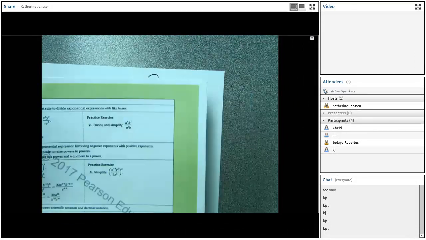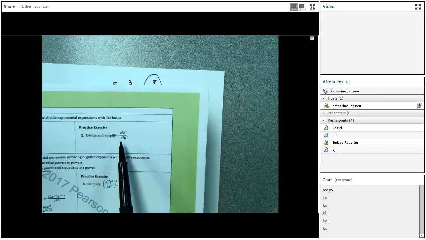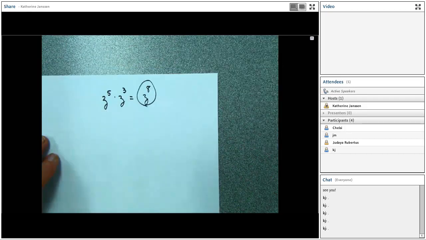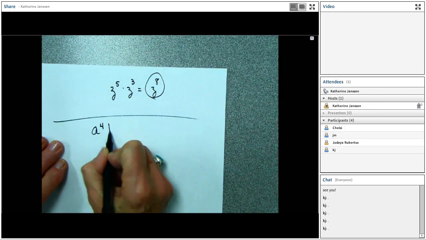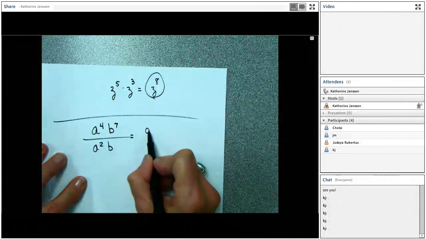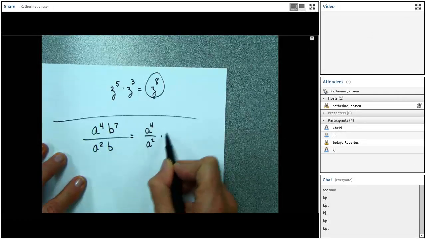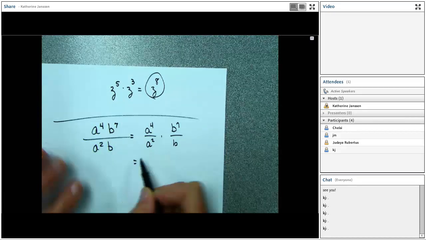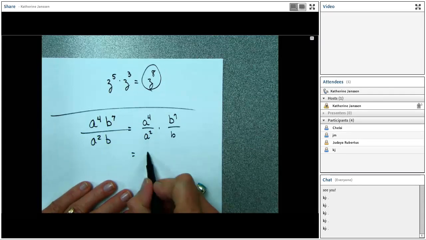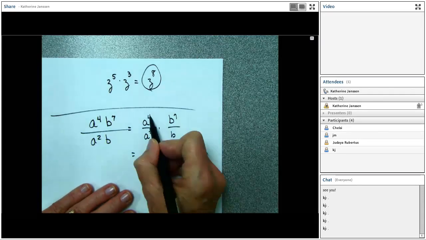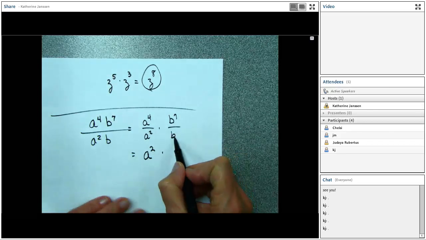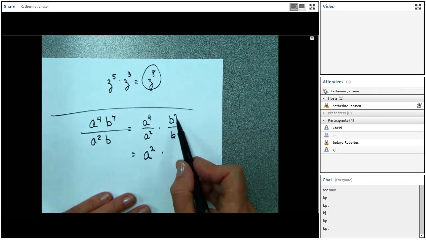Next on page 332, I'm supposed to divide and simplify a to the 4th times b to the 7th divided by a squared b. I can break this apart: a to the 4th over a squared times b to the 7th over b. Like bases in the numerator and the denominator, keep the base and subtract the denominator's exponent from the numerator's exponent.